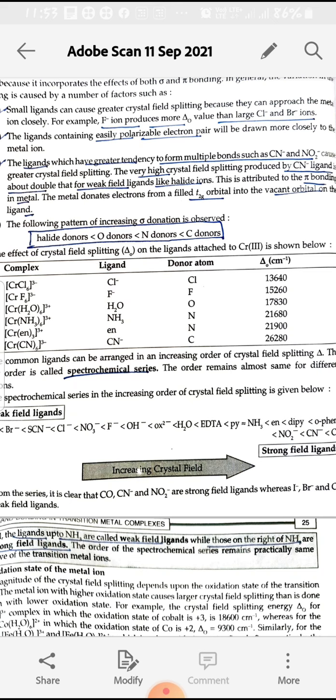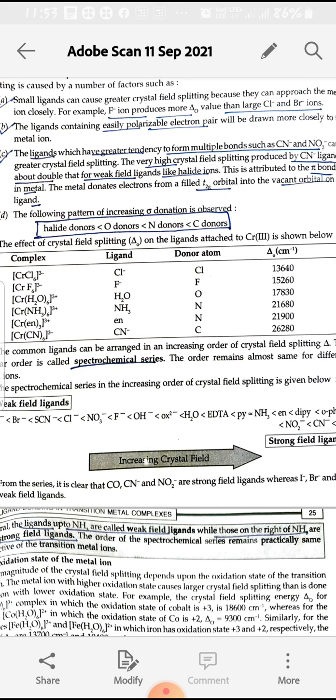This is the order of increasing sigma donation: firstly carbon donors, then nitrogen donors, then oxygen donors, then halide donors. So carbon donors cause greater crystal field splitting than nitrogen donors, then oxygen, then halide donors. In these, the metal ion donates electrons from the filled t2g orbital into the vacant orbital of ligands. So there will be metal to ligand electron pair transfer, and this gives more crystal field splitting.